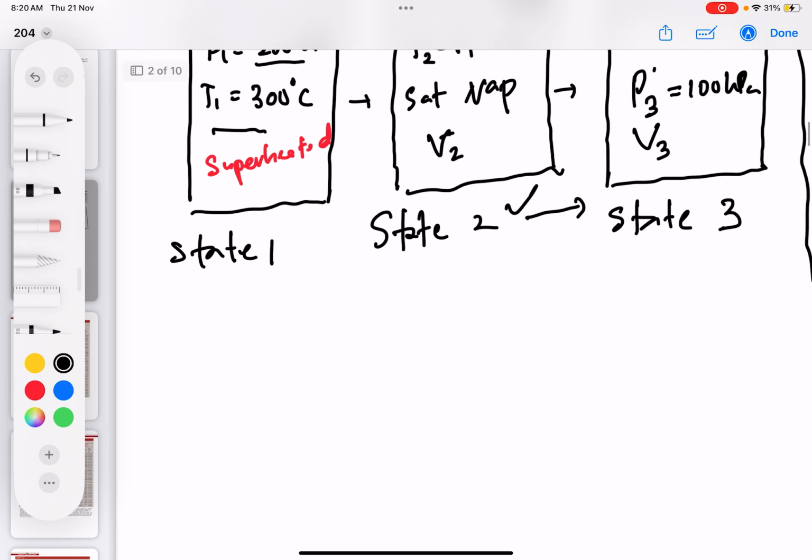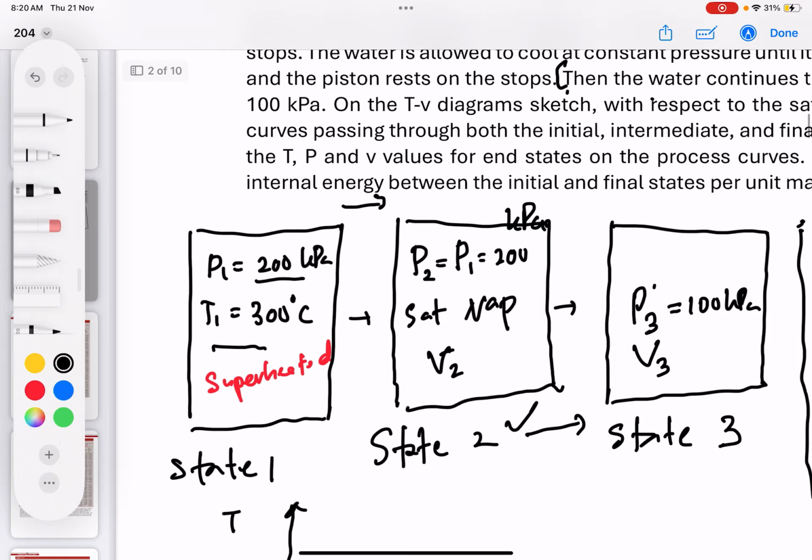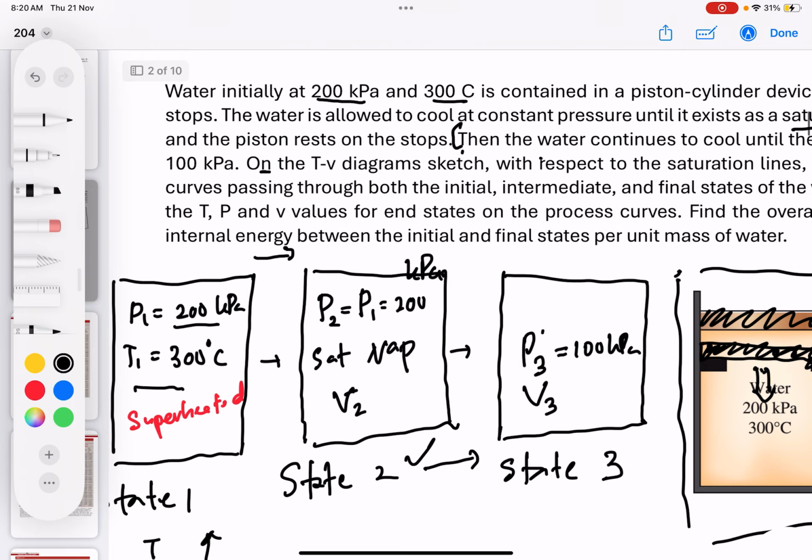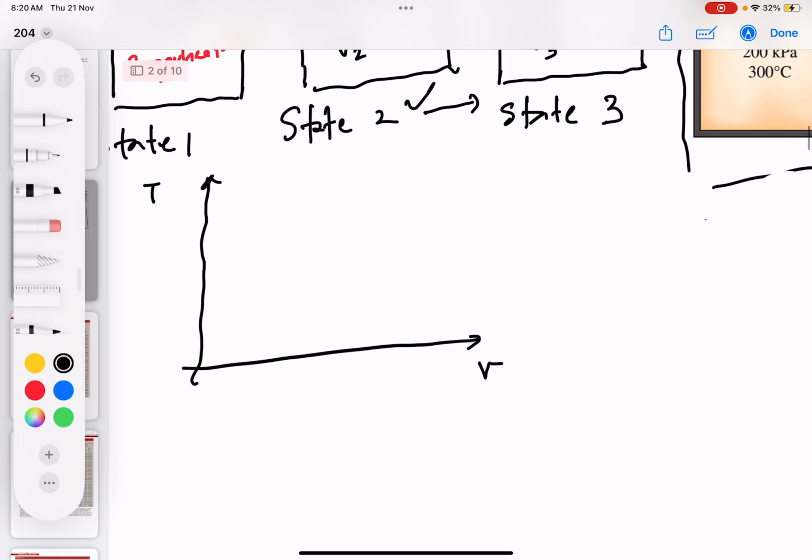So if I'm going to draw a T versus v diagram, because the question does mention on a T-v diagram, sketch with respect to the saturation line. What does saturation line mean? Saturation line means something like this. We just draw randomly. Doesn't look nice, huh? Let me redraw it.